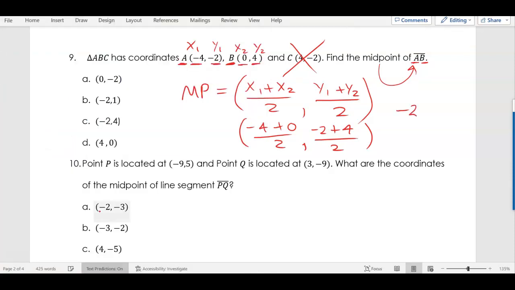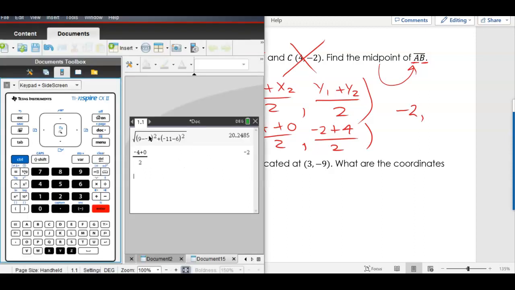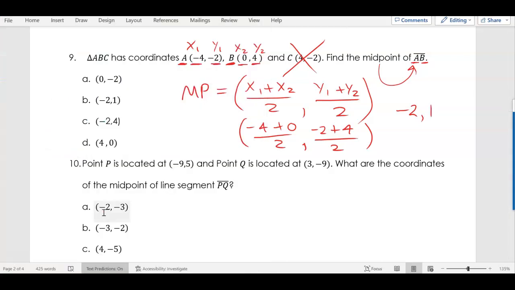So my first answer is negative 2, comma. Let's do the other fraction. Control Divide. Negative 2 plus 4. Go down. Put the 2. That matches. I hit enter and I get 1. So my y value is going to be 1. Put it in parentheses. Okay, that's what I got when I used my calculator.